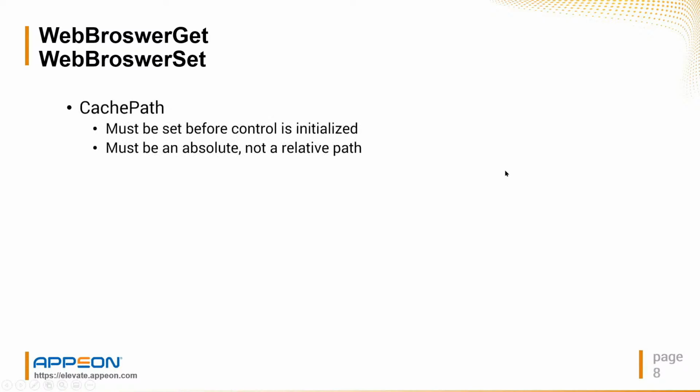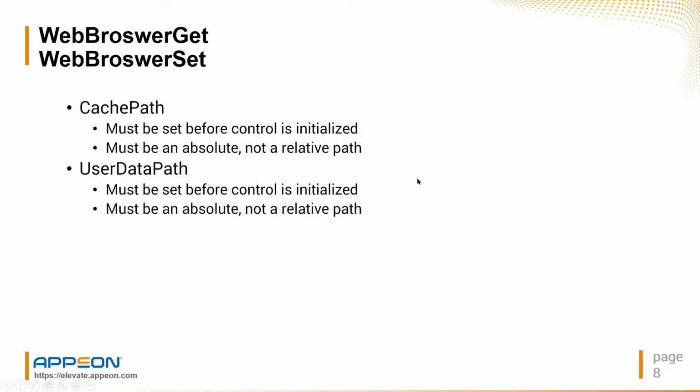One of these is the cache path. It has to be set before the control is initiated, and it has to be an absolute, not a relative reference. Same with the user data path. Okay, and then user agent, that's not a path on the local file system. What that is, is a header value that's sent out on every request from the browser control. That also must be set before the control is initiated. None of these can be changed once the control is started.